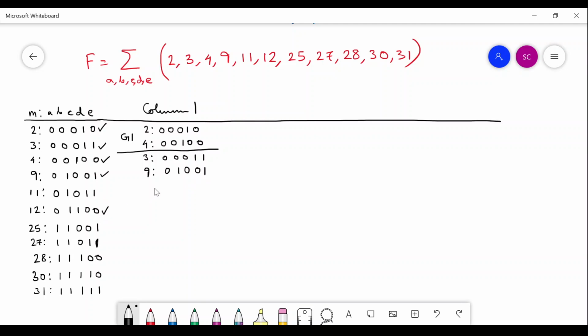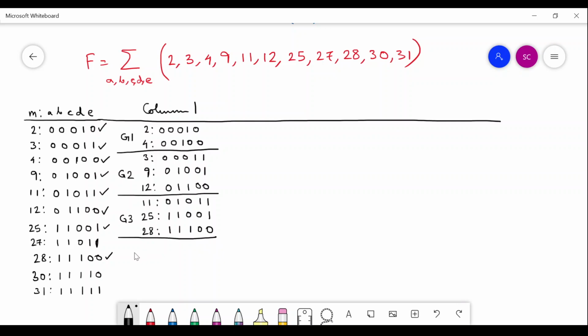Then remember to put the tick marks, 12: 0 1 1 0 0, no other. Okay, so G2 is done. Then you have G3. Any entry in G3? Yes, this one, 11. Put the tick mark first: 0 1 0 1 1. This one also, 25: 1 1 0 0 1. Any other? Yes, this one is there, 28: 1 1 1 0 0. No other in G3. G3 is done, you put the ending line.